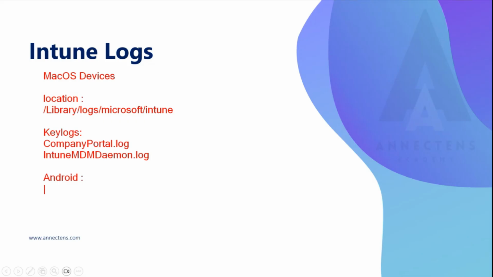So in those logs, what we get is the enrollment status, the compliance check, and the app deployment. These are the three things we take for Android. So that's it. Android, don't be confused.